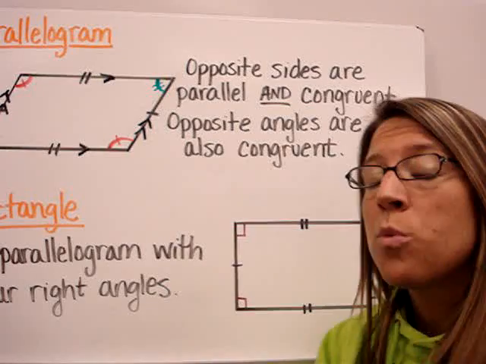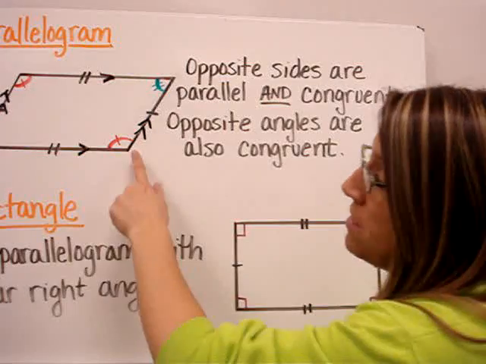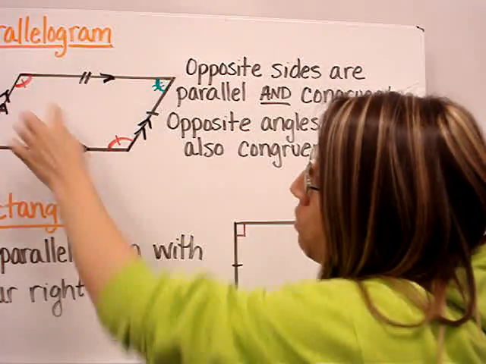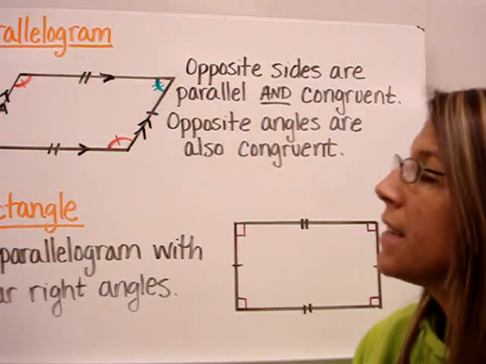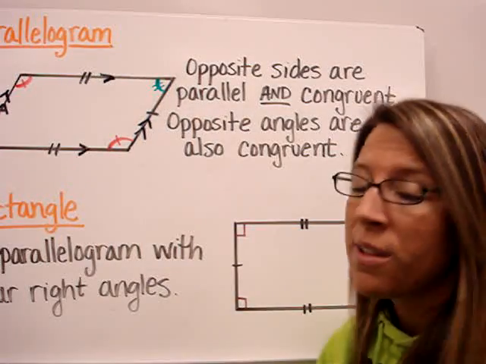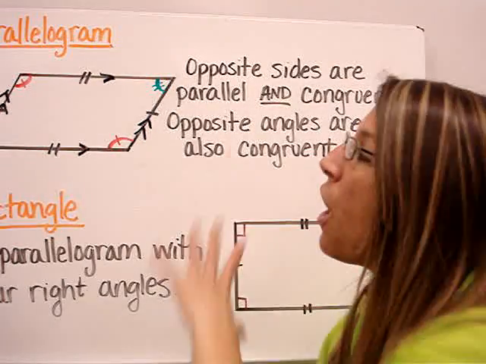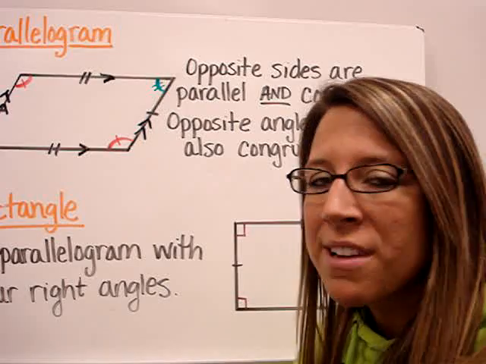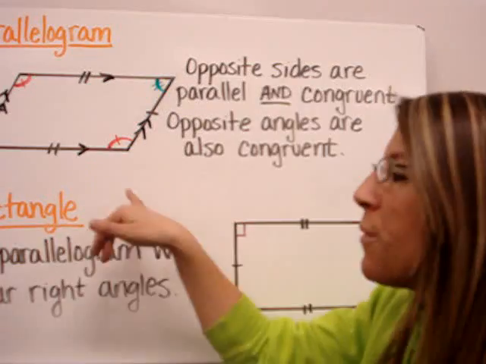Now, also, what is true with parallelograms is that opposite angles are congruent. So this angle is congruent to this angle. They're both obtuse. And this acute angle is congruent to that acute angle. So all of those things are true for a parallelogram. A shape that's seemingly simple has a lot going on in it, and all of those items are going to be apparent in our other quadrilaterals. So, there you go.